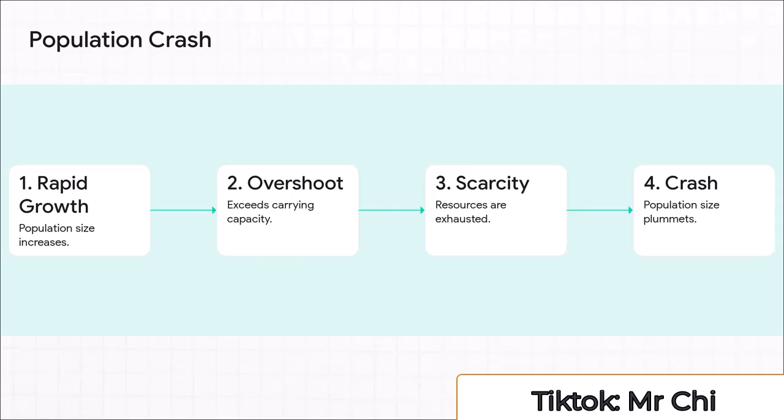So what happens when a population just blows right past that carrying capacity? Well, it's a predictable and often tragic story. First, you get this super fast growth. Then comes the overshoot, where the population gets way too big for its environment. That leads to scarcity. Food, water, and space start running out. And finally, you get the crash. The death rate skyrockets and the population just plummets.